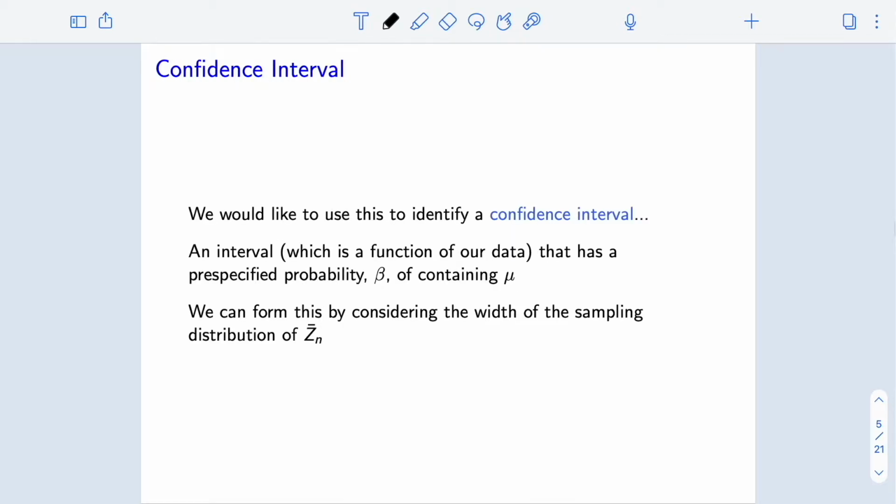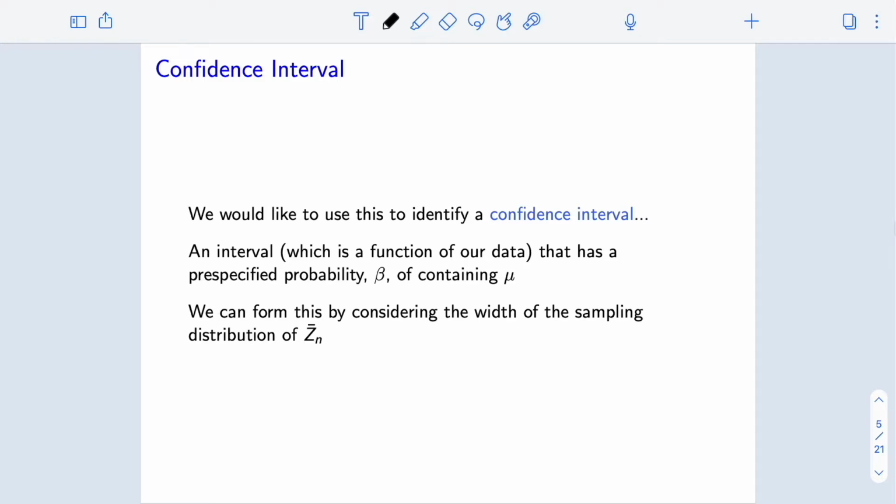One of the most common types of interval estimates used is what's called a confidence interval. This is an interval estimate with a very specific probabilistic property. It's an interval, which is going to be a function of our data, so it's random, that has some pre-specified probability beta of containing the true parameter of interest mu. So a 95% confidence interval should have a 95% probability of capturing mu. Now, mu is fixed. So what does that probabilistic statement actually mean? Well, the interval is random because the data are random. So we can still talk about the probability that this random interval contains or captures mu.